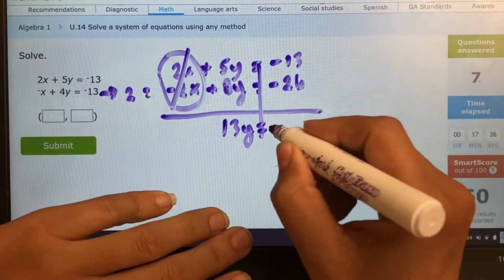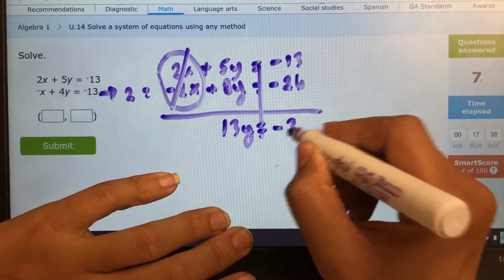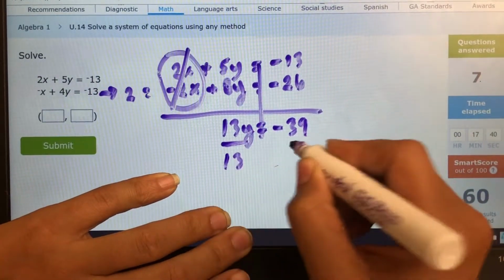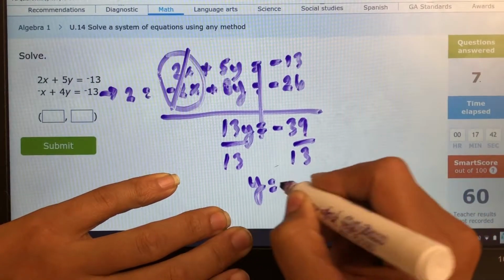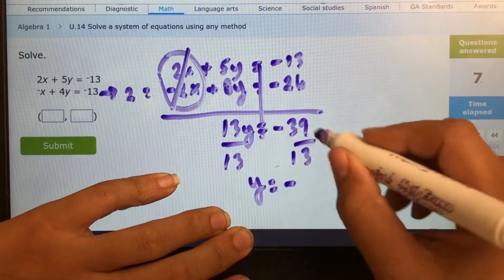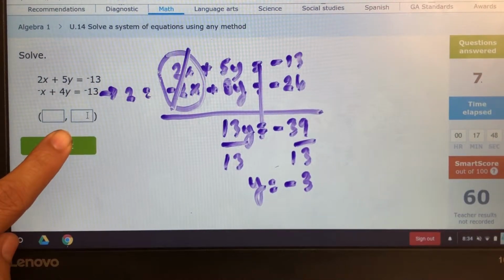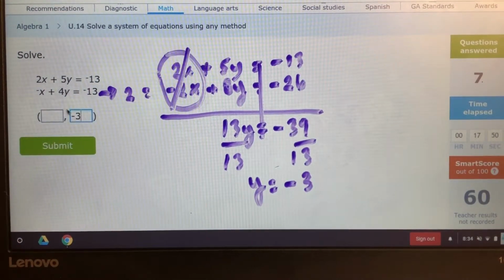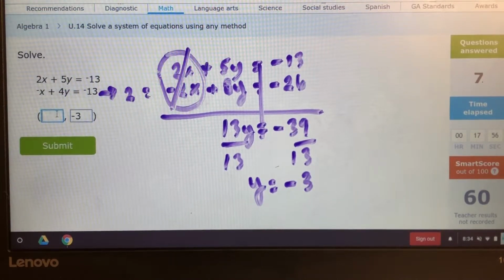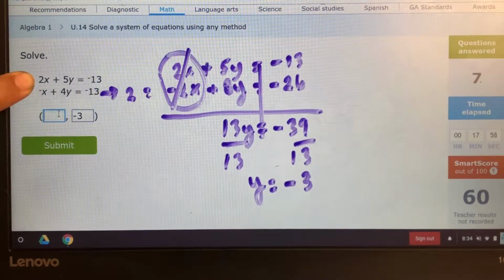Negative meets negative, more negative, so -39 divided by 13. Y equals -39 divided by 13 is 3. So y equals -3. Then pick one equation and plug it in. It really doesn't matter which, so I'll plug it into the top one.